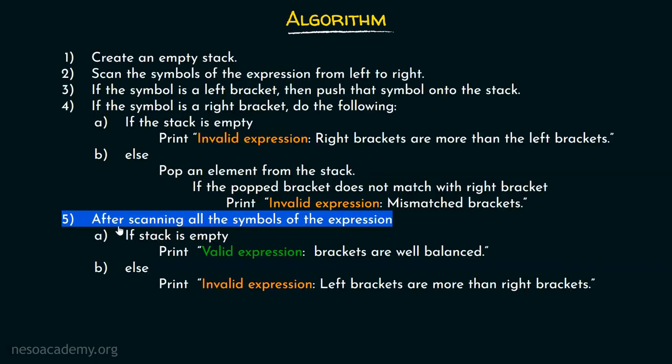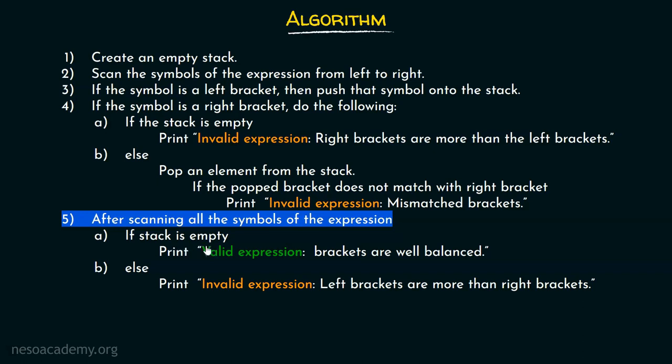According to the algorithm, after scanning all the symbols of the expression, if the stack is empty, then print valid expression, brackets are well balanced. Okay? The total number of left brackets is equal to the total number of right brackets. Therefore, we can say that brackets are well balanced. Previously, we were checking whether for every right bracket we have a left bracket of the same type or not. Here we are checking whether the total number of left brackets is equal to the total number of right brackets. I hope it is clear to you.